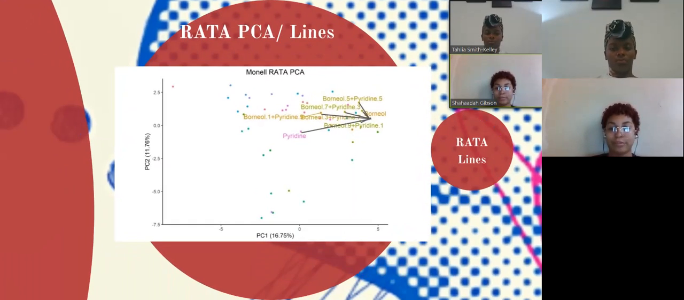Next we have RADA. This is a RADA PCA plot. Rate all that apply. So in RADA, it's a similar representation to CADA, but describing the ratings of the odors, which is the y and x axes. In this PCA plot, we're also looking at brenniol and pyridine and their mixtures as well. The lines also represent the distance from one single compound to its mixtures and to the other single compound.